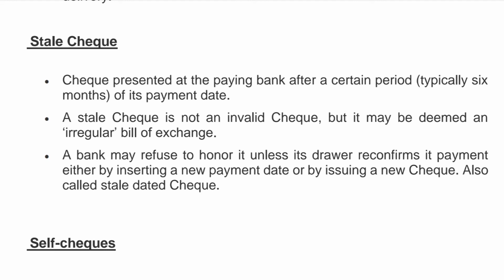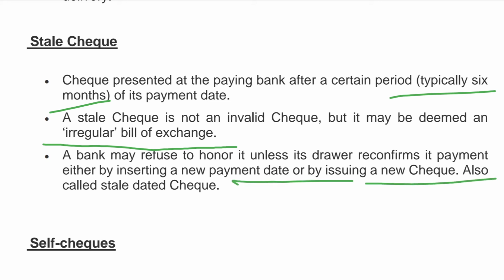A check presented at the paying bank after a certain period of its payment date. So a check which is being presented for payment after 6 months is said to be a stale check. A stale check is not an invalid check, but it may be deemed an irregular bill of exchange. A bank may refuse to honor it unless its drawer reconfirms its payment either by inserting a new payment date or by issuing a new check.